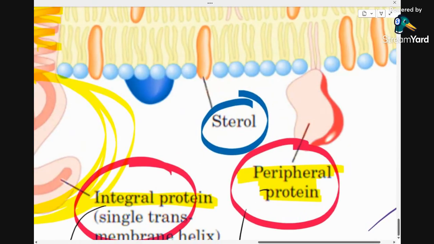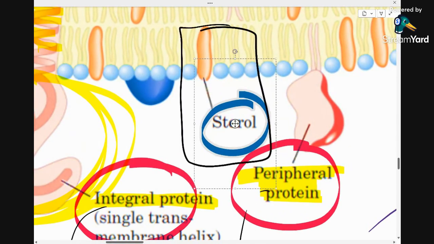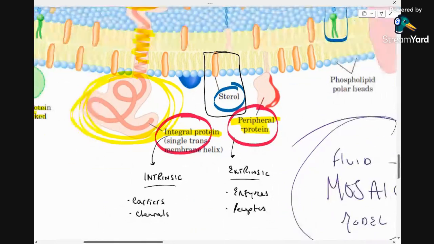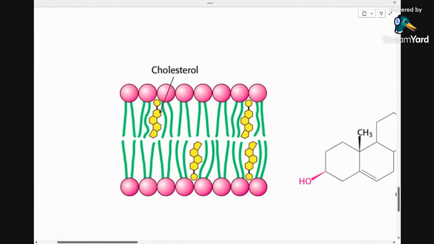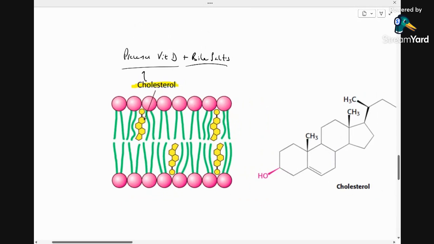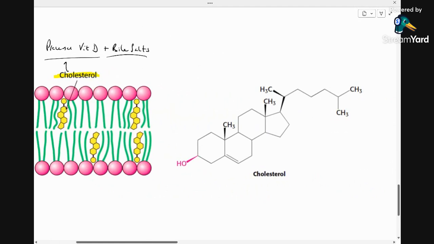The final thing of this lesson is to talk about sterols, which are quite common in the membrane, and they're there for a reason. The example you need to know of a sterol is cholesterol. Aside from doing this in membranes, it is also a precursor to vitamin D and bile salts. So if you ever get asked what else cholesterol can do or make, the answer is vitamin D and bile salts.